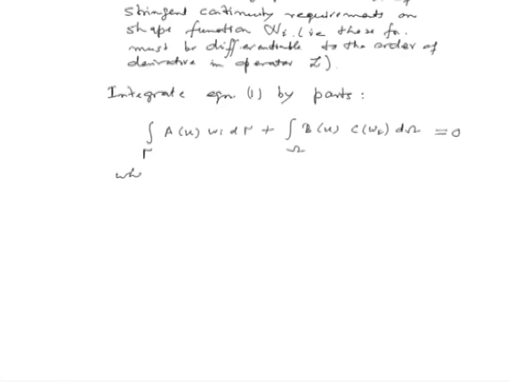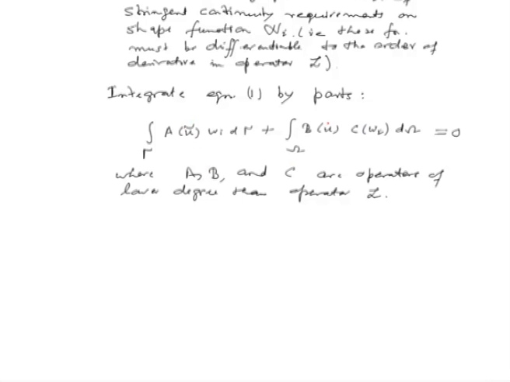Now, here A, B and C are operators of lower degree than operator L. Okay, so now what we have seen here is that the requirements on the function u tilde, that is to say, the differentiability requirements or continuity requirements for the shape functions, have been reduced to a lower level, and there are some continuity requirements which have been transferred onto our weight function. Okay.